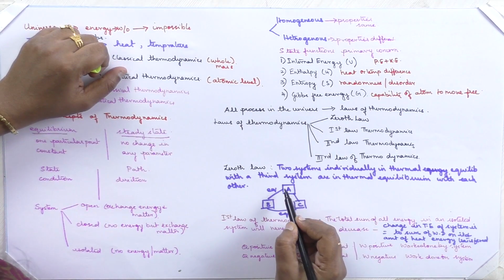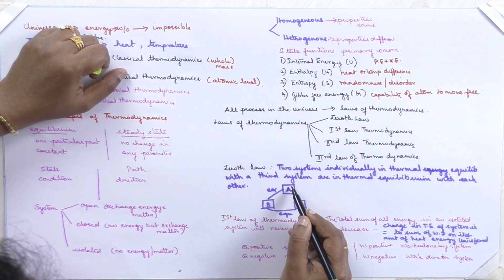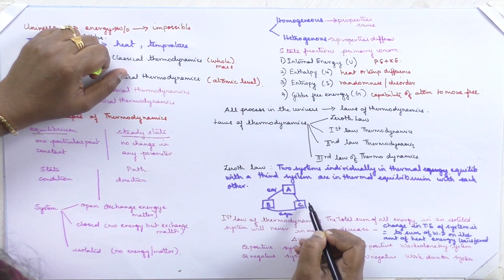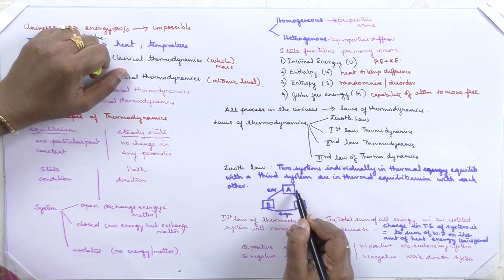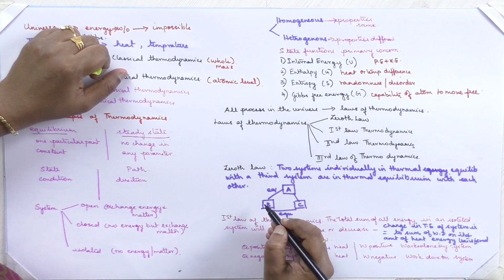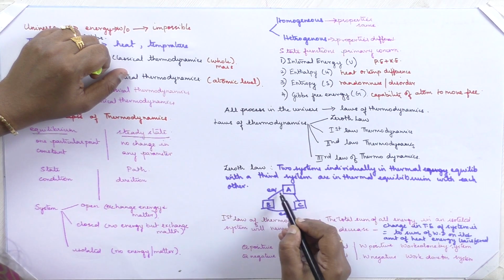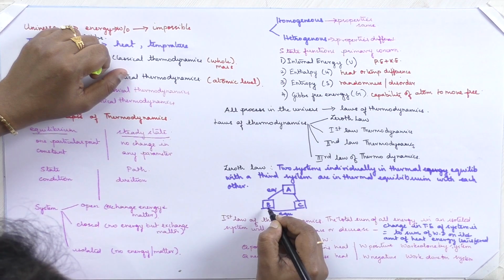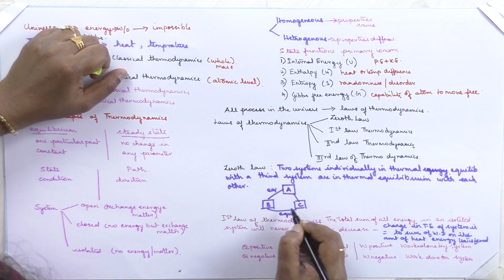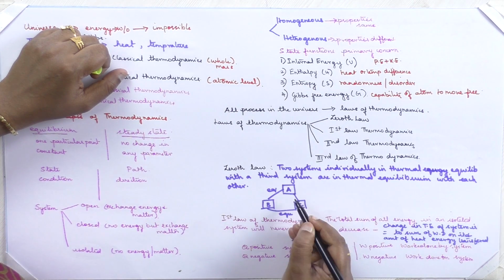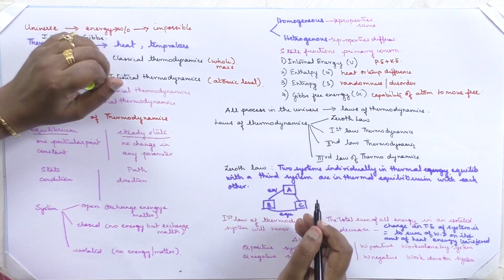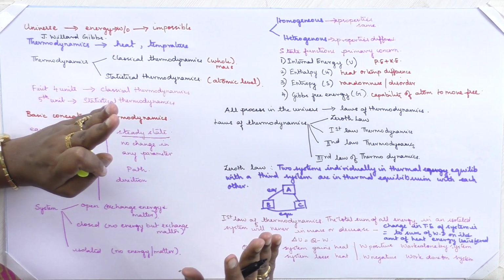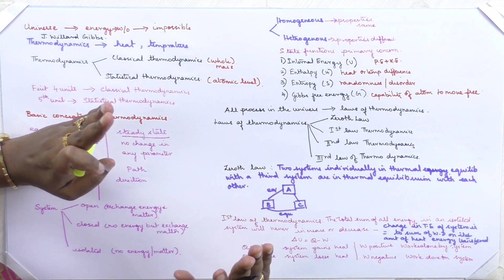Now you can see a pictorial representation here. As I told you before, A is a system, B is a system, and C is a system. Here A has the same temperature that B has, so they are in thermal equilibrium. Similarly, B has the same temperature as C, so these two are in thermal equilibrium, which overall means A and C are in thermal equilibrium. So this is the zeroth law of thermodynamics.